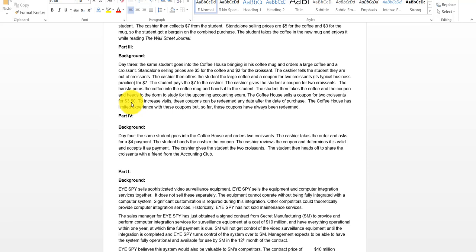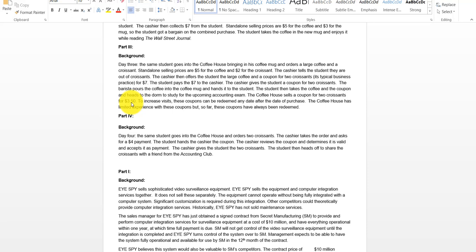you take the $3.50 divided by the $8.50, because the total standalone values that the student is receiving is $3.50 plus $5. That's $8.50. So $3.50 divided by $8.50 is the amount assigned to the croissant coupon, and then $5 divided by $8.50 to the actual coffee. And the part that is assigned to the croissant coupon is going to be unearned. The coffee part will be revenue.